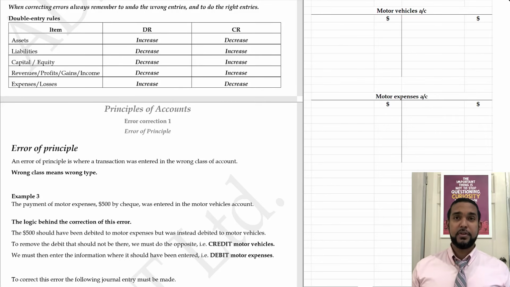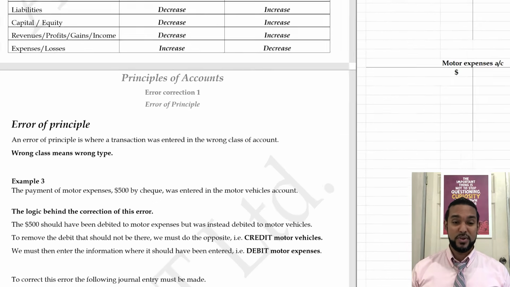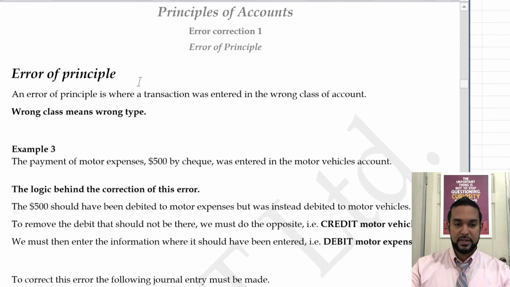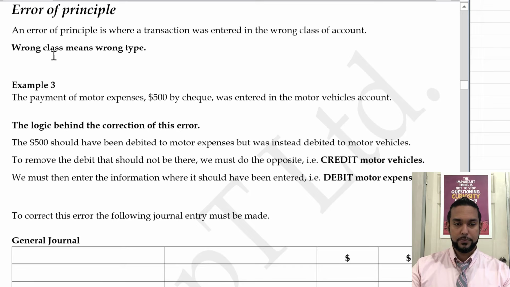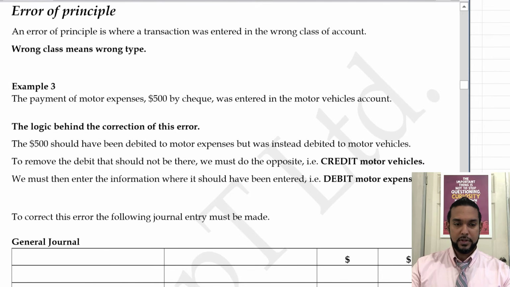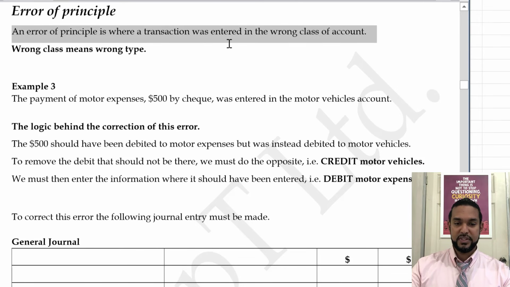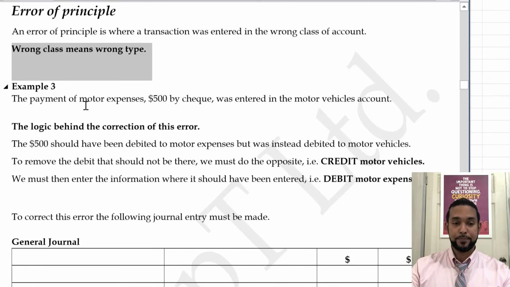Okay guys, so for the third and final type of error for this video, we are going to take a look at an error of principle. So the note says that an error of principle is where a transaction was entered in the wrong class of account, and wrong class means wrong type. The example will help us to see what I mean by that.